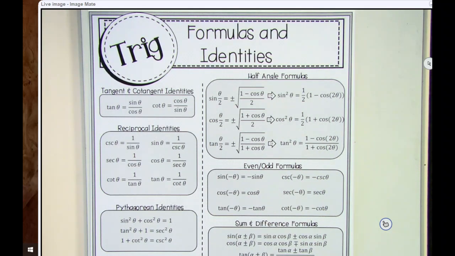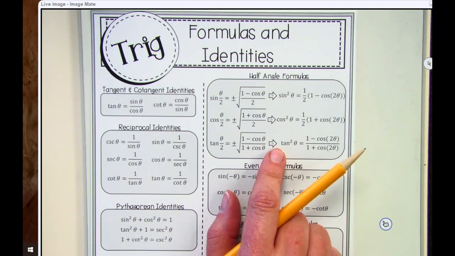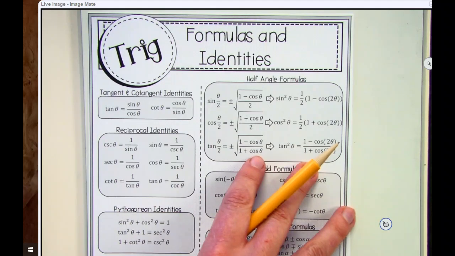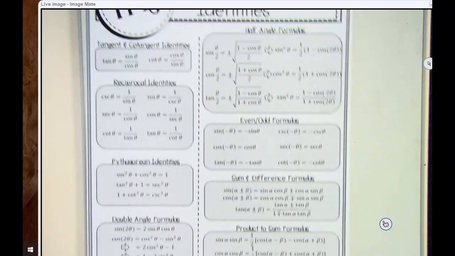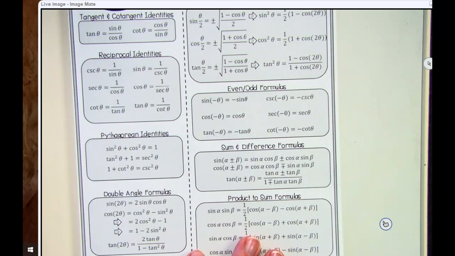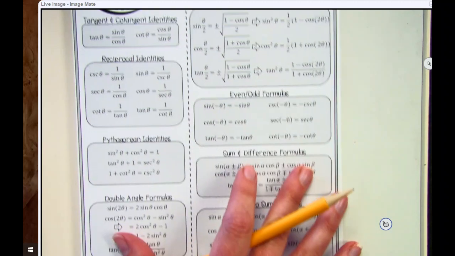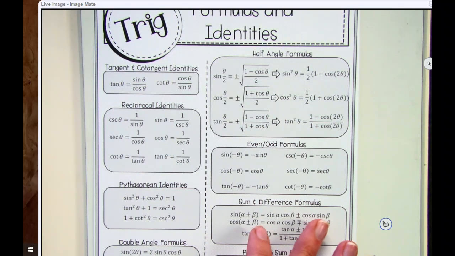For the most part, you will not be asked to memorize any of these. That's why I'm giving you this formula sheet, because you can tell there's quite a few of them. And I didn't even include everything. But I did include what I intend to focus on in your class. So that being said, some of these should be familiar.